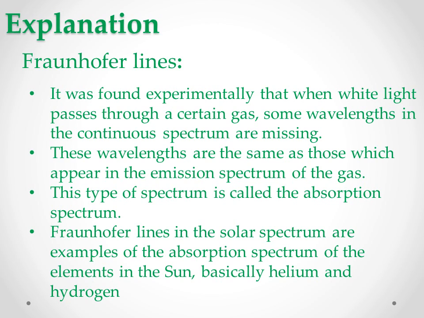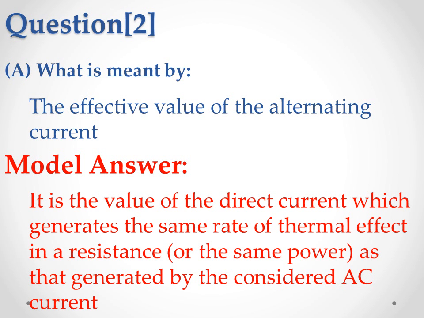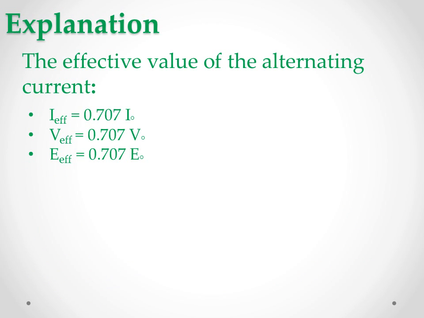Question 2a. What is meant by the effective value of the alternating current? Model answer: it is the value of the direct current which generates the same rate of thermal effect in a resistance, or the same power, as that generated by the considered AC current. Explanation. I effective equals 0.707 I maximum. V effective equals 0.707 V maximum. E effective equals 0.707 E maximum.